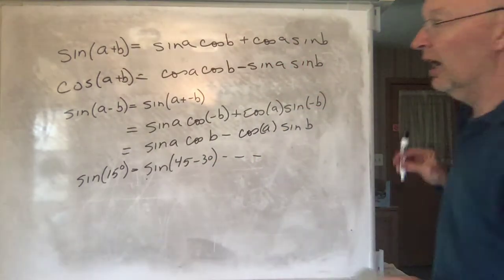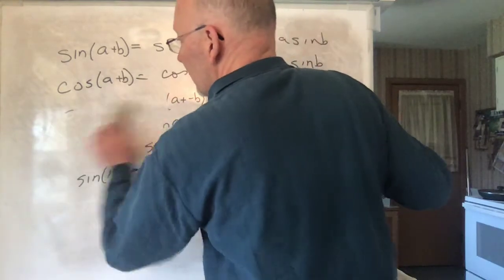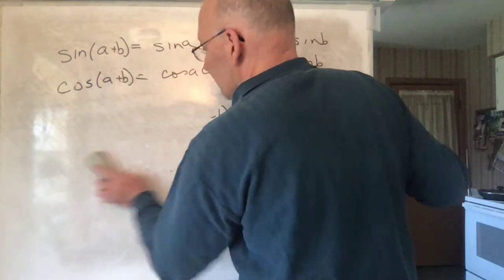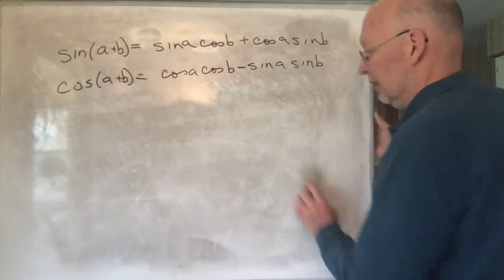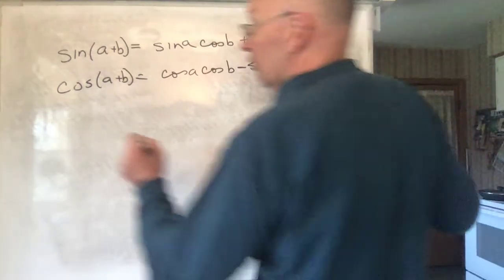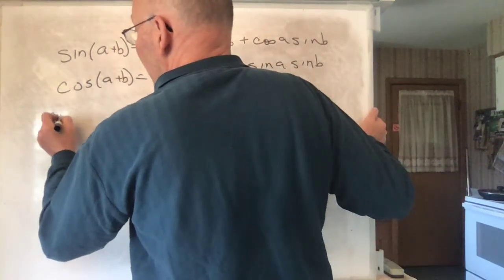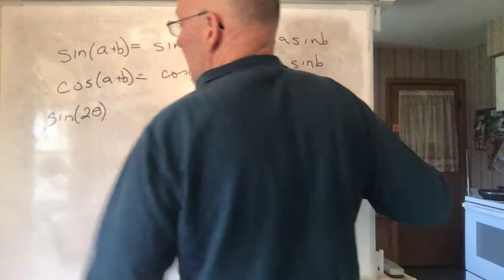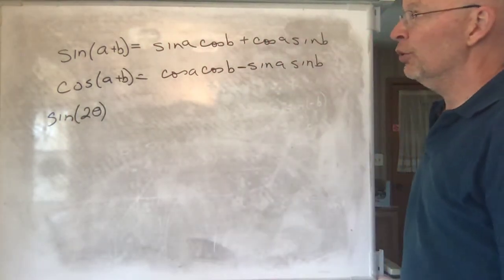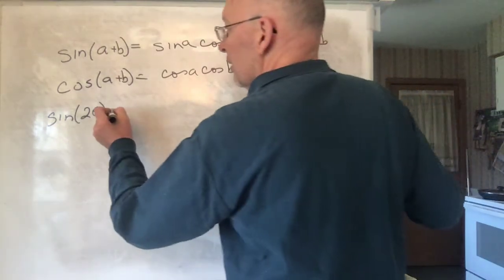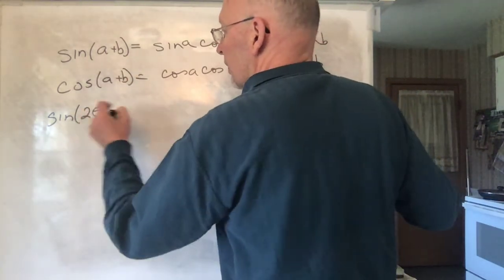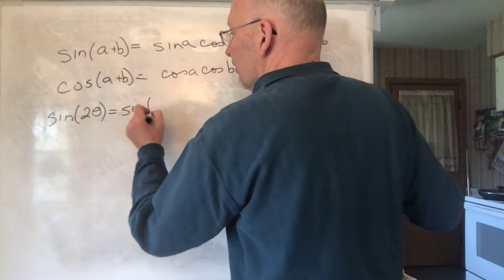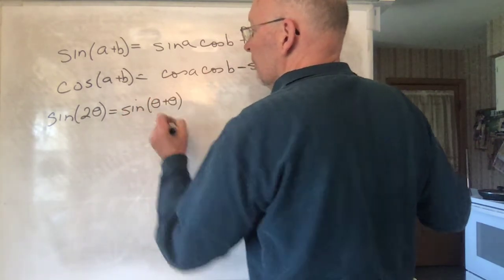Okay, another very important identity that you can get from both of these is to ask what's the sine of 2 times an angle, 2 times theta. What's the angle of 2 theta? Well, 2 theta is just the same as theta plus theta.